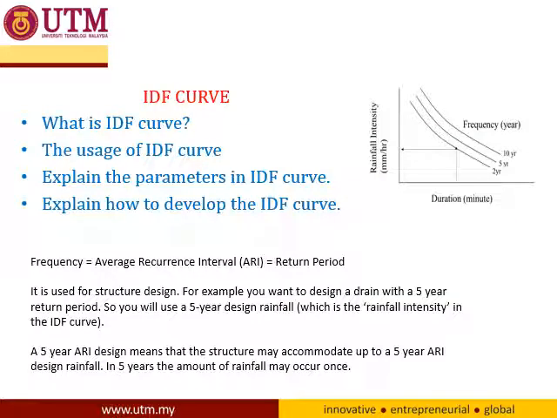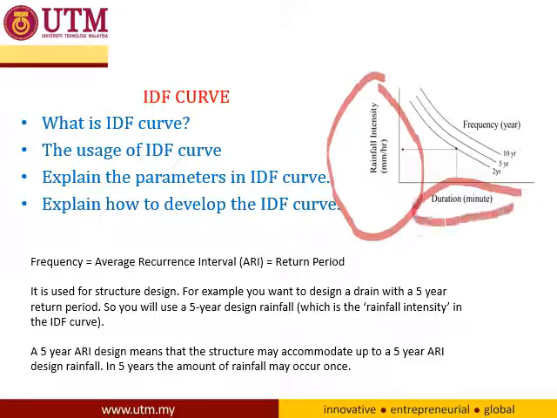Okay, next, some introduction on the intensity, duration, frequency curve. You can see that the y-axis is the rainfall intensity, the x-axis is duration, and there are several frequencies, like 2 year, 5 year, or 10 years. This frequency is the return period. If it's a 5 year return period, we may expect this amount of rainfall to occur at least once in 5 years, for example. So this is the IDF curve, which we use for determining the design rainfall. This is important for us engineers.